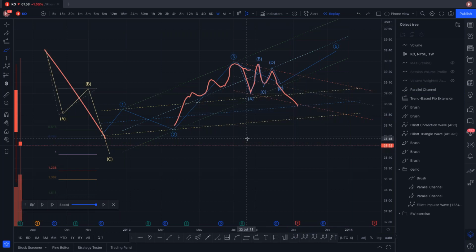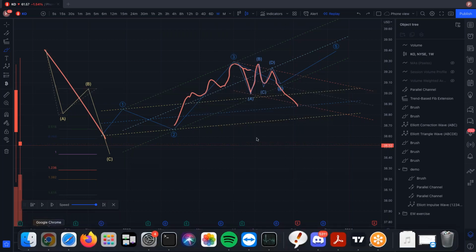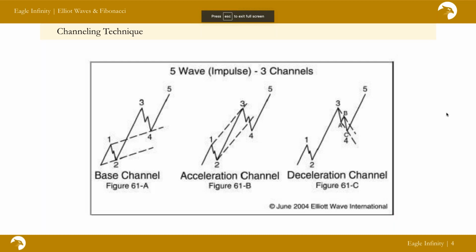So yeah, never underestimate how well you can do with trading a channel. Let me get back to my presentation. So I just walked through how we would form these channels in concept.